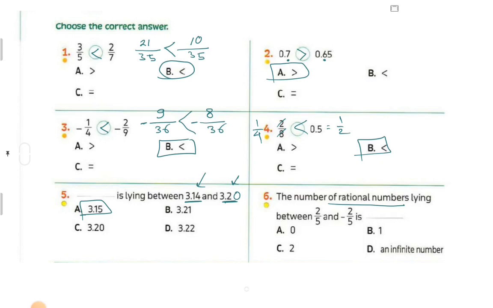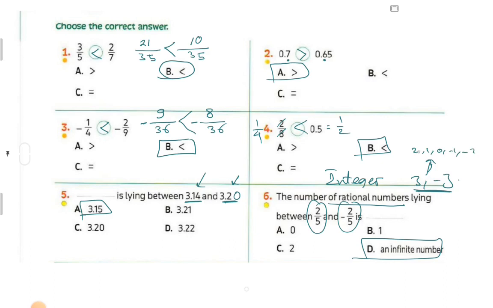Choose the number of rational numbers lying between 2 over 5 and negative 2 over... Rational numbers between two rational numbers? Of course it's infinite. But note that if he says integers, like 3 and negative 3, I can count them. We have here just 2, 1, 0, negative 1, negative 2. 5 numbers between 3 and negative 3 as integers. But as rational numbers, there are infinitely many.